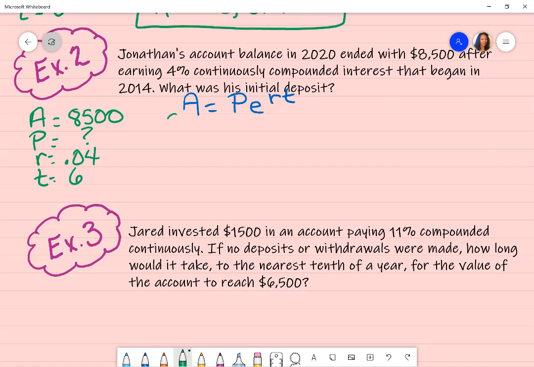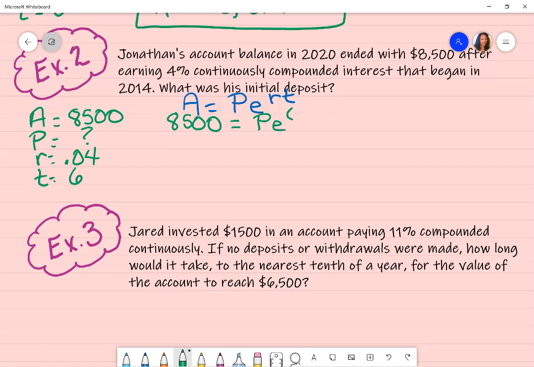This time A actually has a value. So on the left-hand side of the equal sign, I will put the 8,500. P does not have a value, so I'm just going to simply put P. E is a number in itself if you put it in the calculator.